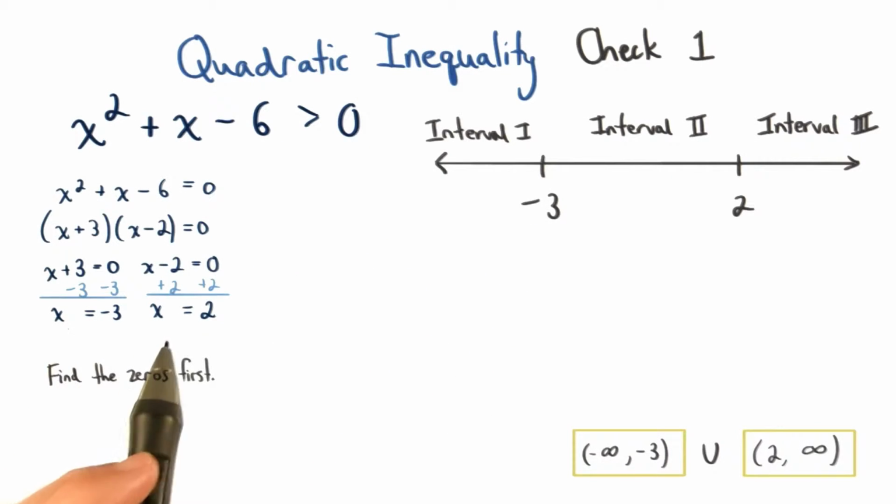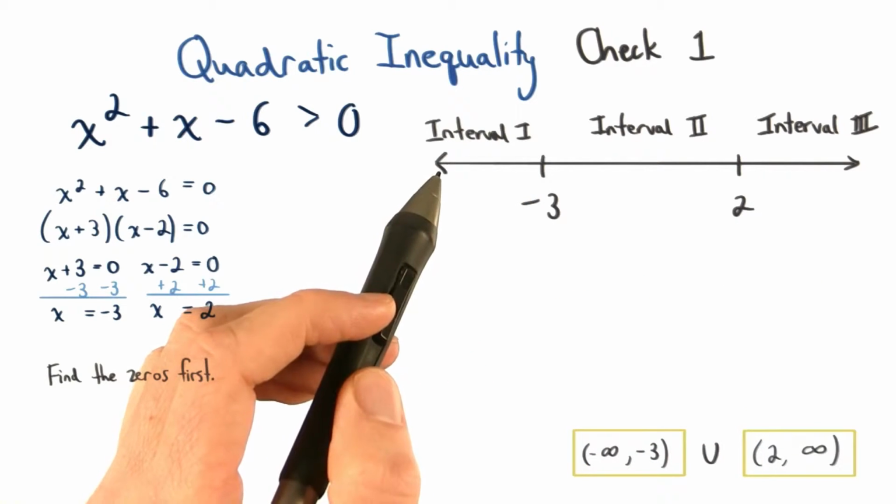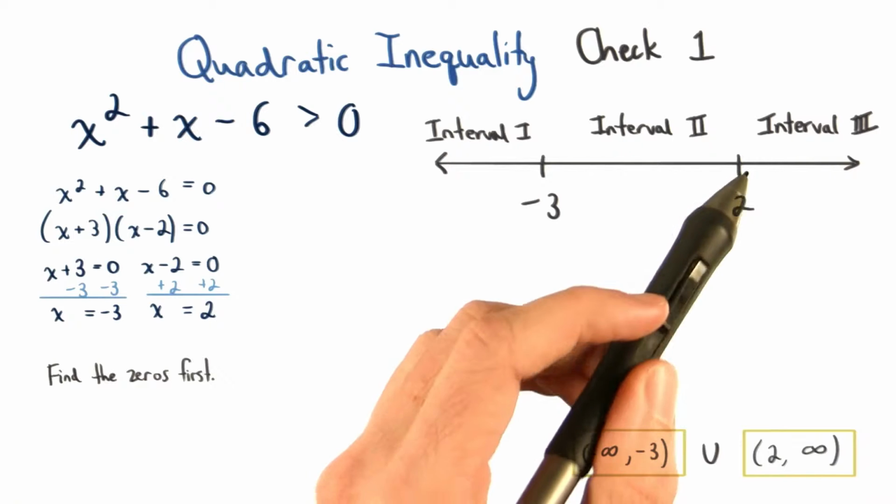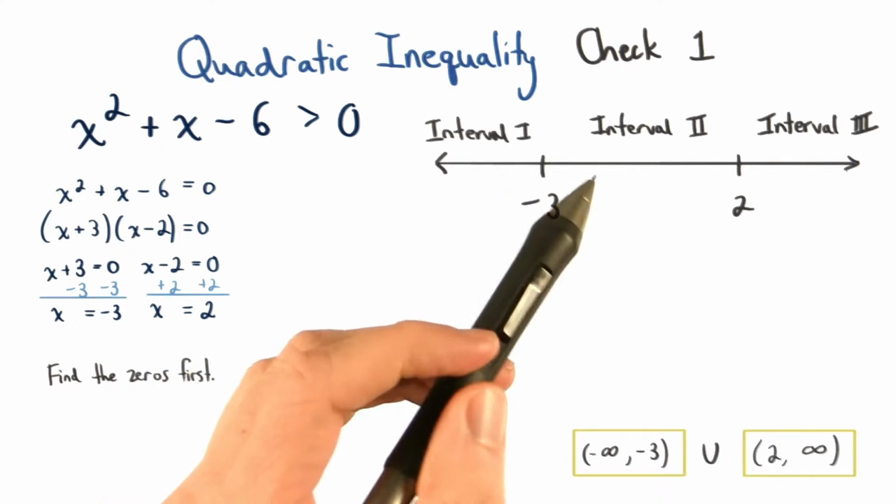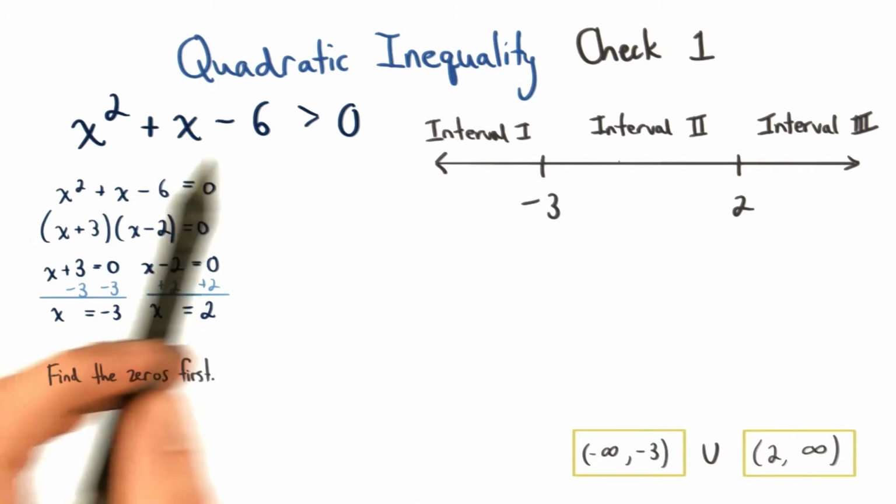We use these x values to set up our three intervals. So we know the values of x might be less than negative 3, between negative 3 and 2, or greater than 2. These different regions are the possible solutions to our inequality.